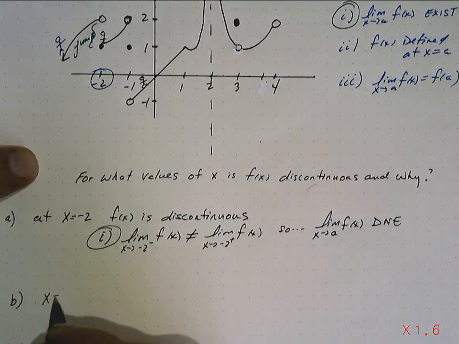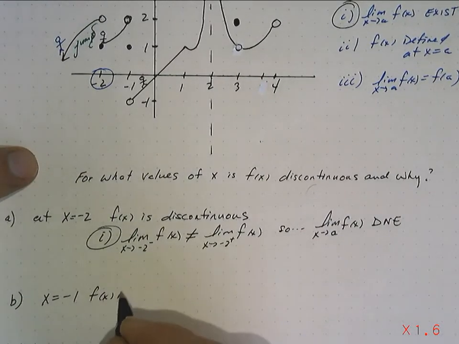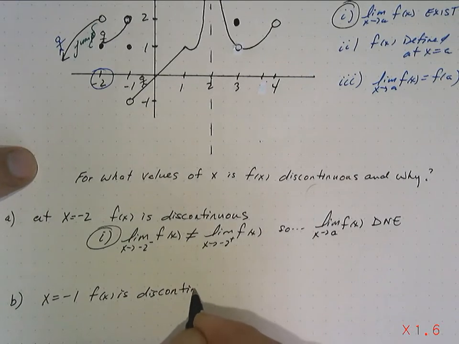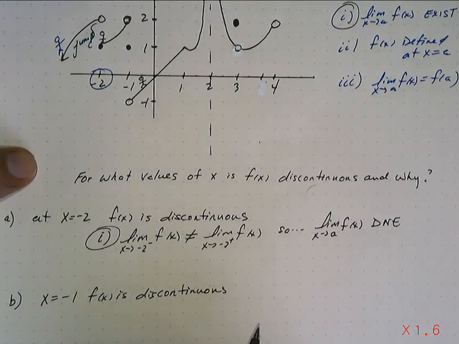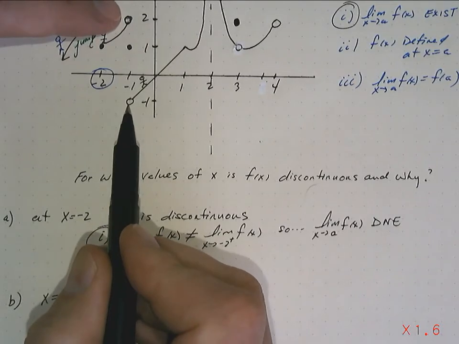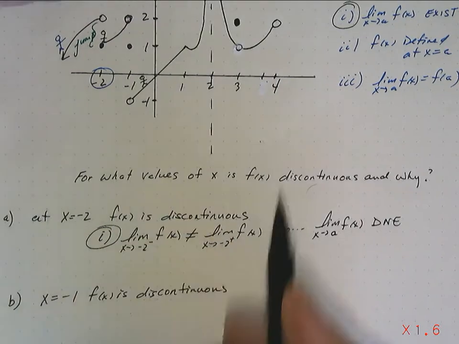So at x equals -1, f of x is discontinuous. And now, why is it discontinuous there? Well, a couple of reasons. The first one is the limit doesn't exist. That's a problem. So the limit doesn't exist.